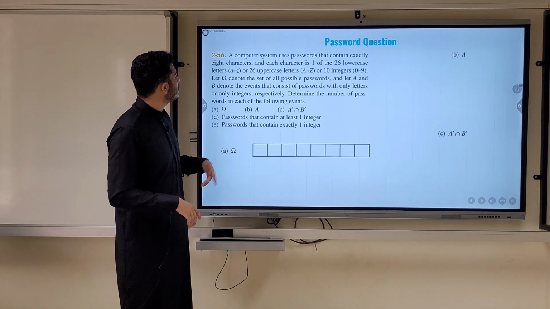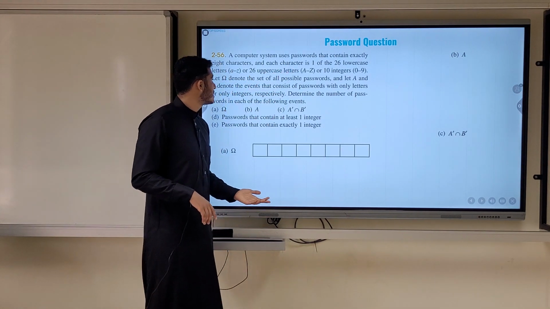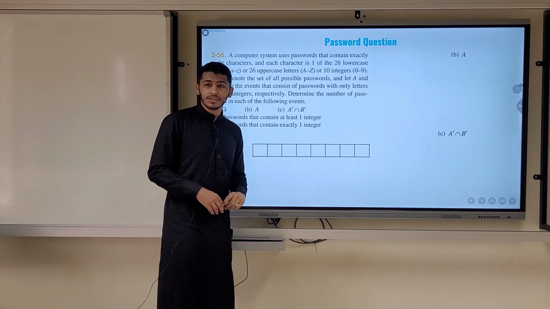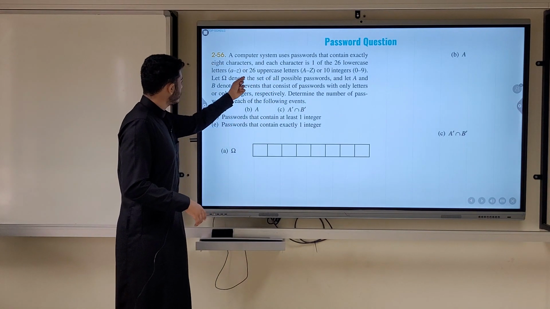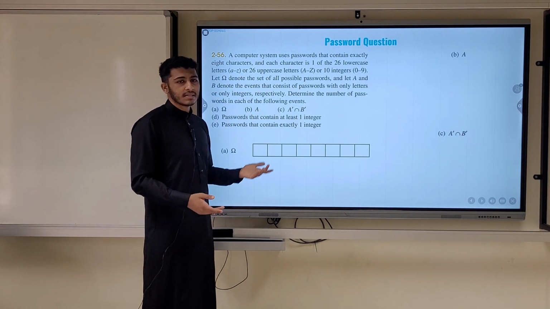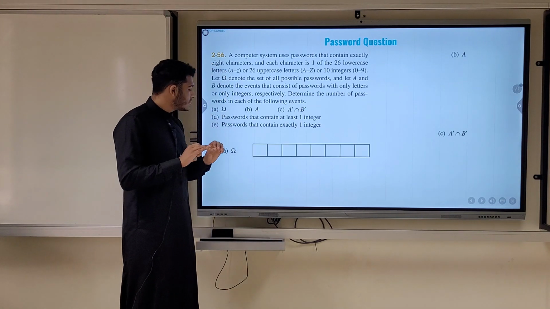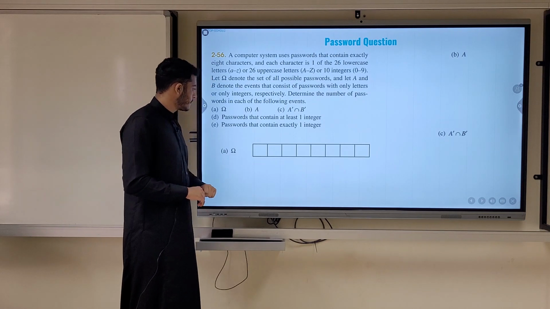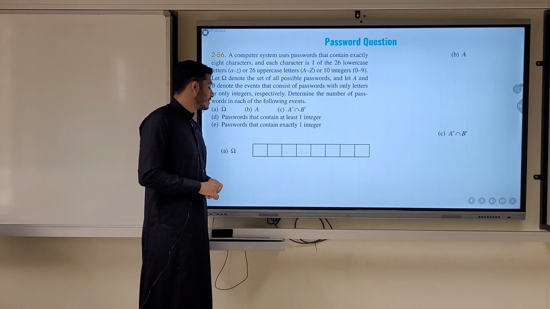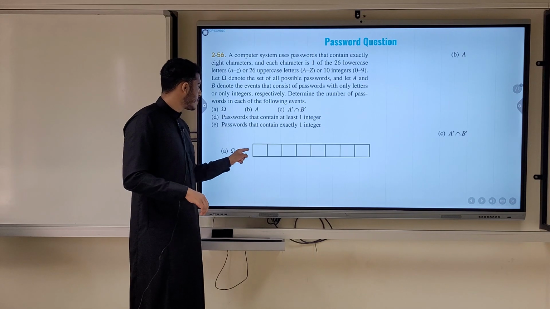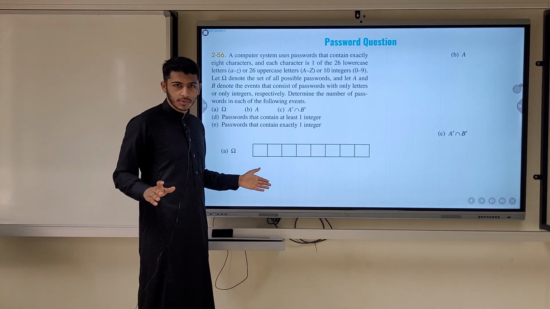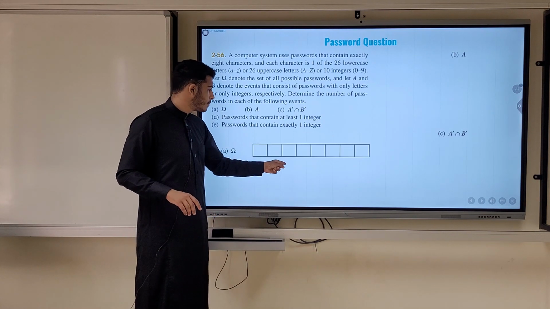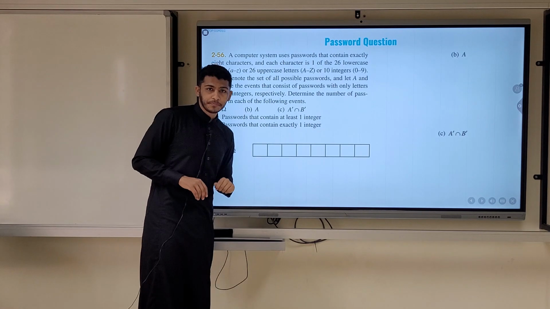Let's reread the question. It says we can choose one of 26 lowercase letters, one of 26 uppercase letters, and one of 10 integers. So 26 and 26, that's 52, plus 10, that's 62. So I can choose one of 62 possible characters in this slot. What about the second slot? It's the same case. No condition tells you that you cannot put the same letter here, or anything of this sort. So you can put the same number of characters in this slot as in every other slot.